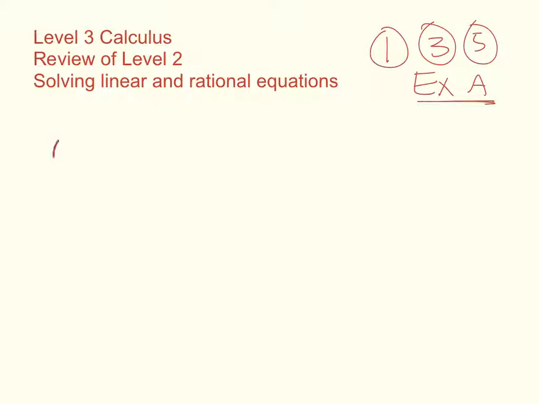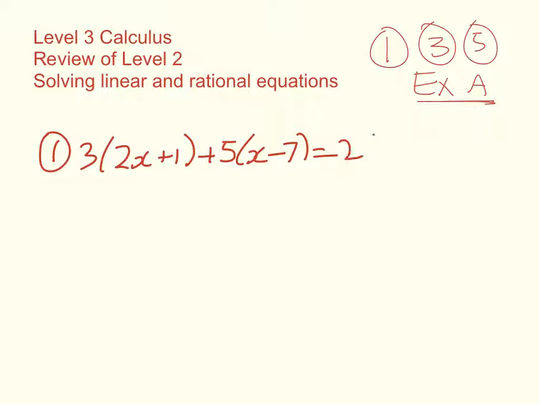Okay, so the first one is kind of a warm-up, and this is it here. All we have to do here is to expand everything out, collect up like terms, and then solve. So this is really a year 9 problem, but this is what some of the harder equations turn into. So it's good to start with this one. So expanding, we get this.